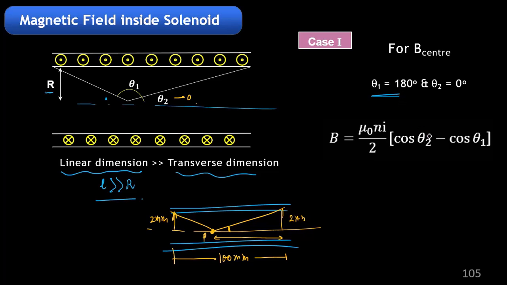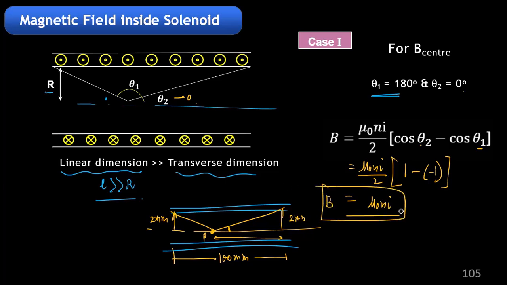If I put theta 1 as 180 degrees, cos 180 is minus 1, and theta 2 is 0, so cos 0 is 1. So 1 minus of minus 1 means 1 plus 1, which is 2. So ultimately we are getting mu naught n i by 2 times 2. That is 2, so ultimately mu naught n i only. And that B is the magnetic field inside the ideal solenoid. So case 1 is the ideal situation.